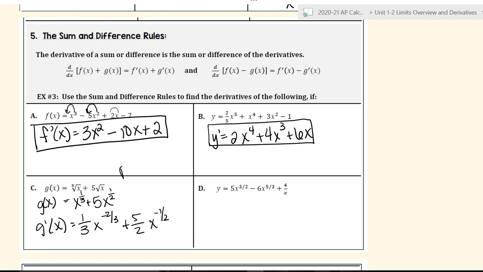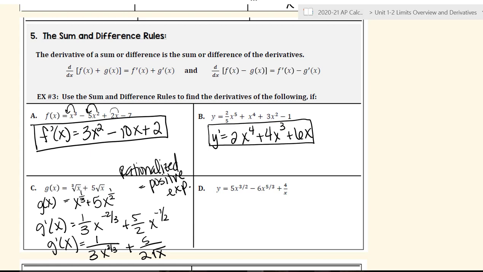Remember, rationalized is positive exponents. So if I were to rewrite this and it asked for it to be rationalized, I would say 1/3x to the 2/3, or the cube root of x squared, plus 5/2, and that's either the square root of x or x to the 1/2. It doesn't matter. I'll just do that so you get a different representation. Both of these answers are okay unless specified.